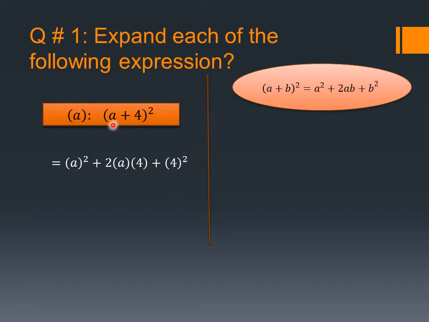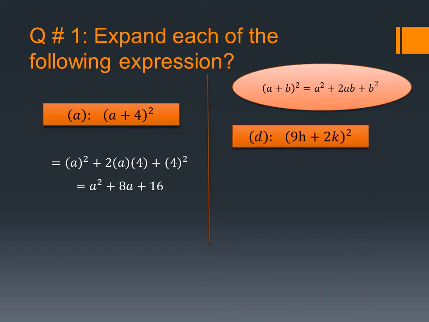The first digit is always a and the second digit is always b. We don't take the central sign because this sign is to determine which formula we are going to apply. Now we will open the brackets. It will become a square plus 4 into 2, 8a, plus taking the square of 4 will be 16. That is the end of the question because the formula has been applied fully.